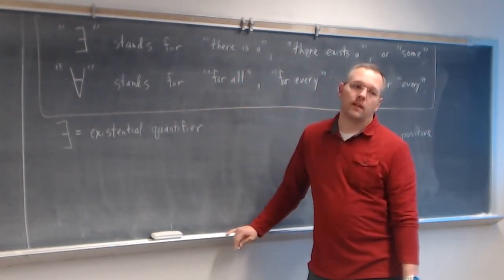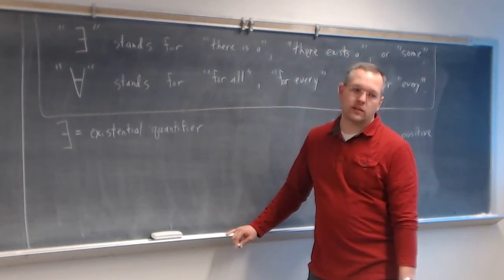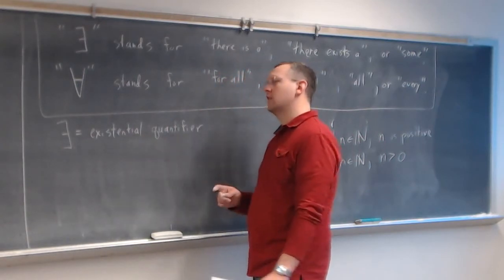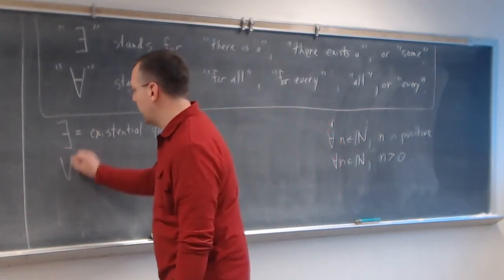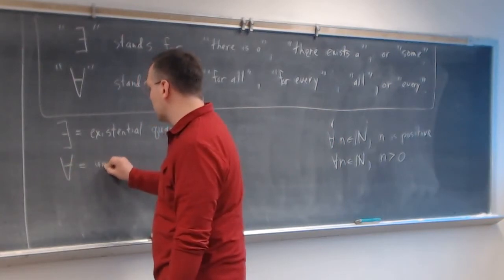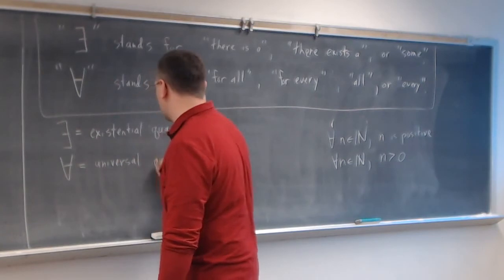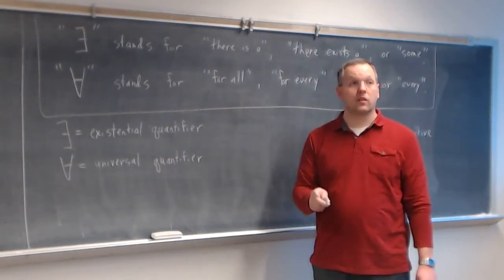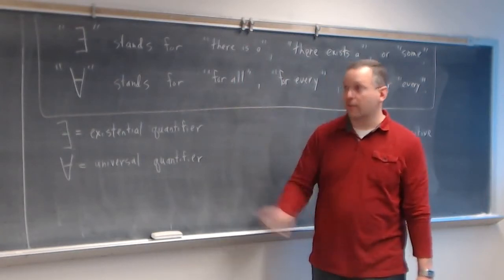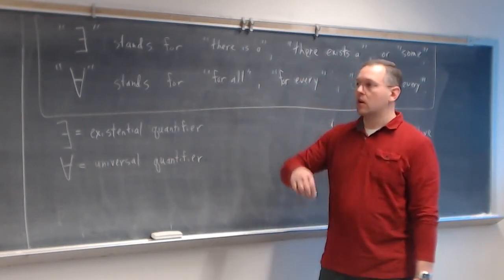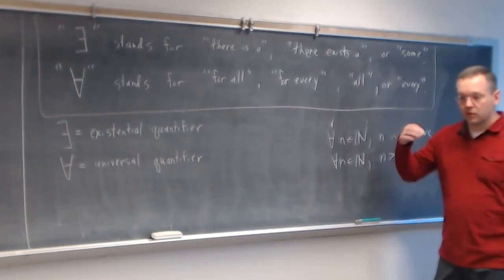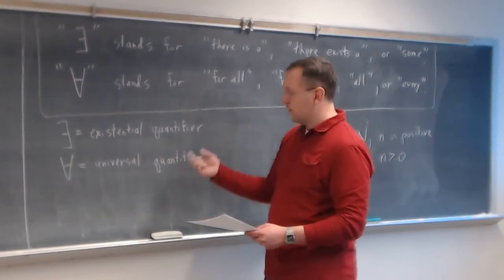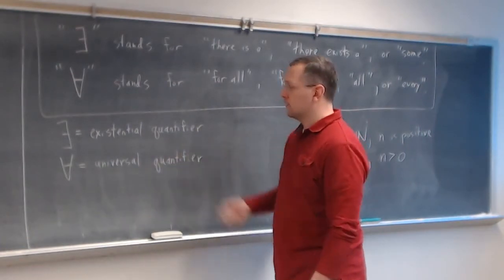I guess it just sounds more proper than saying the backwards capital E all the time. We use the backwards capital E, and you say, why don't you use the existential quantifier? Then the upside down capital A is called the universal quantifier. You can see why, because it talks about everything, the whole universe, every single natural number. If your universe is natural numbers, every natural number is positive. So we're saying something universal about all things that we're considering. So you might hear those words, universal quantifier, existential quantifier.